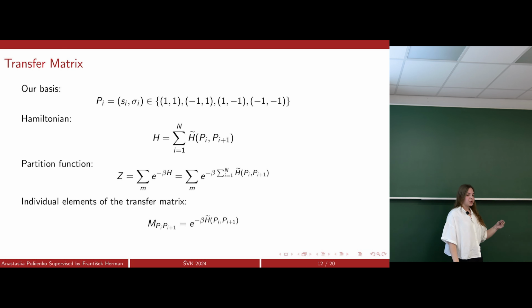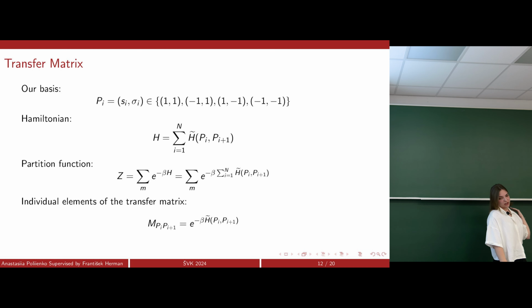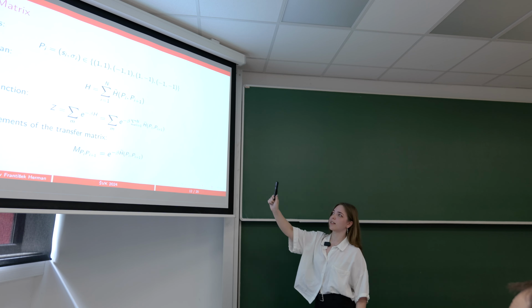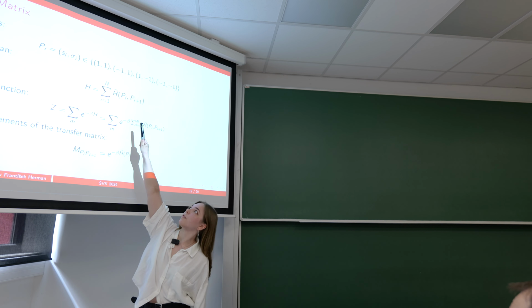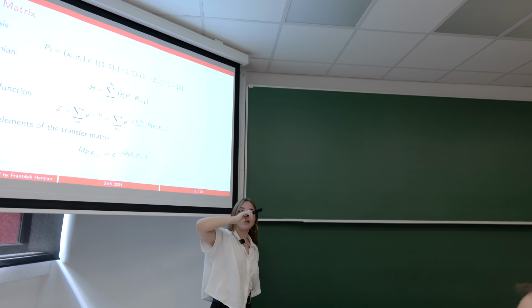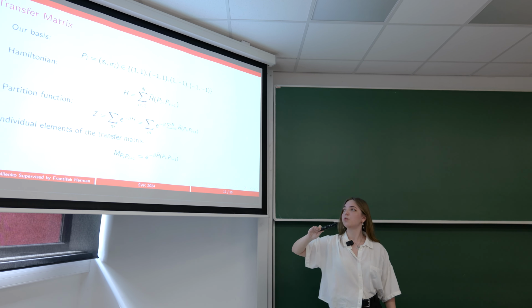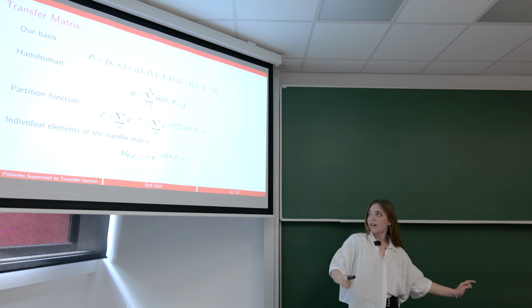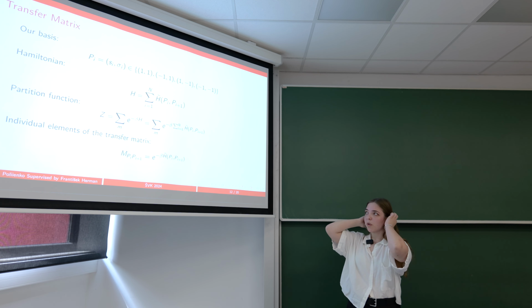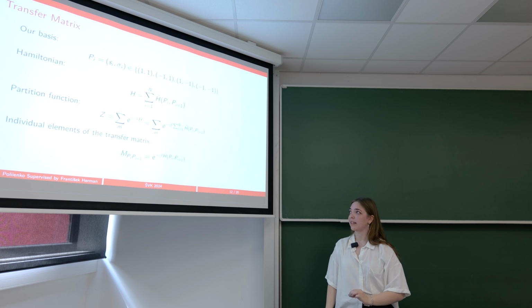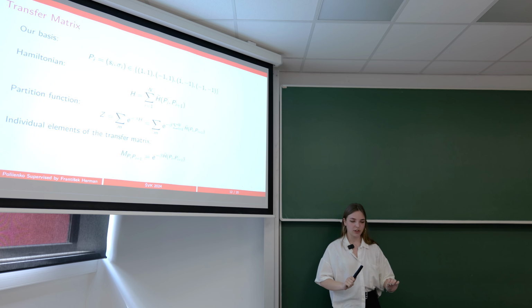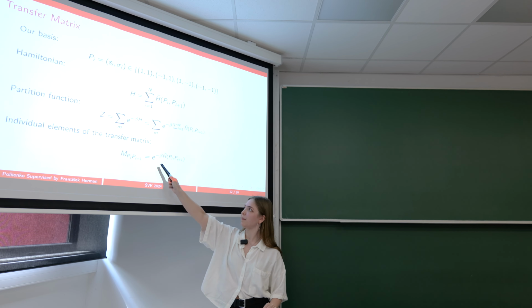Then we started to build up a transfer matrix. We chose some bases. The Hamiltonian is rewritten as a sum of Hamiltonians of each tile, and it helped us to define the partition function, as I was referencing, as a sum of Boltzmann weights. And individual elements of the transfer matrix would be such exponents.